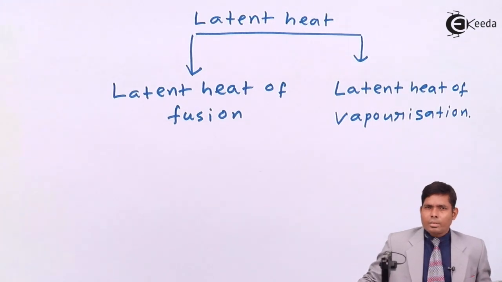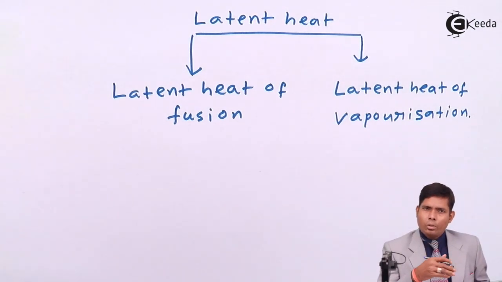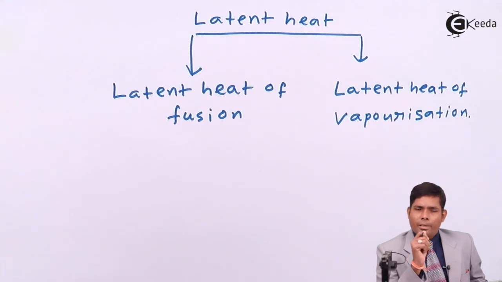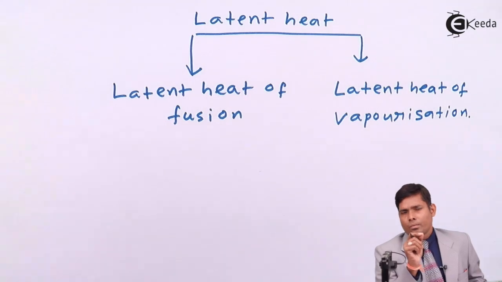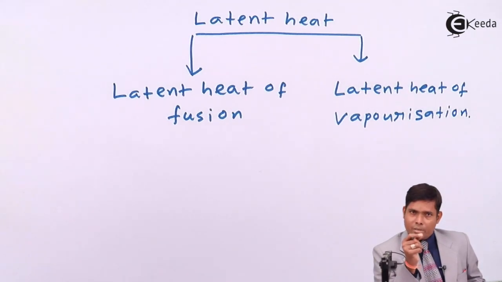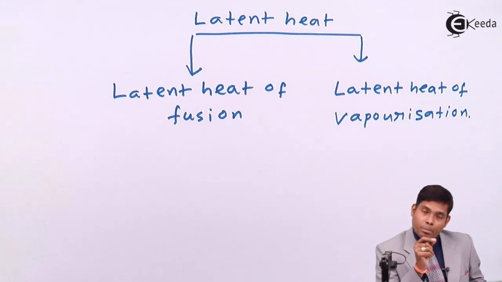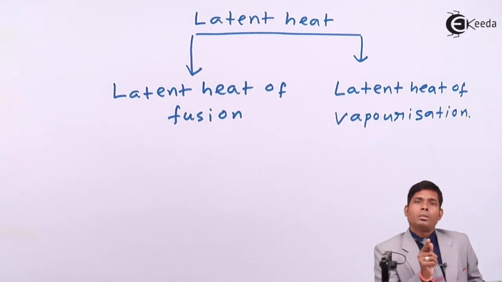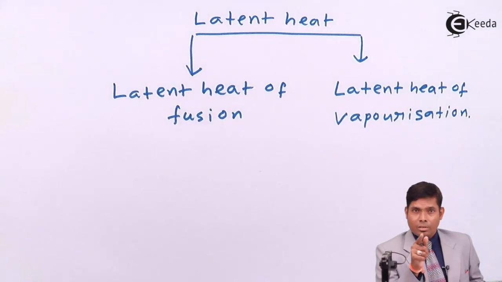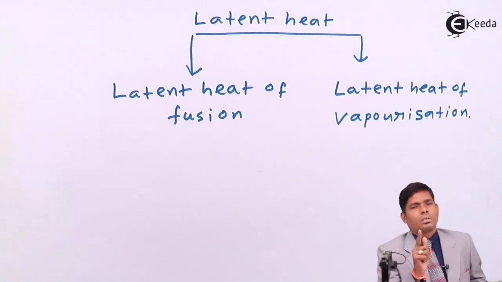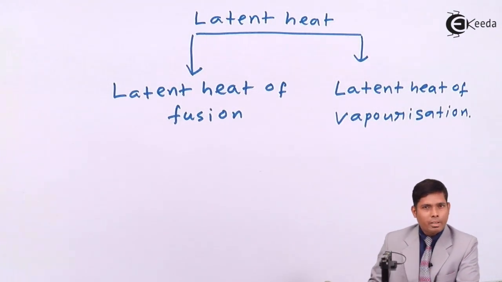So after that, when you continue to supply heat, further supply of heat will not increase the temperature. The increase in temperature happened before the melting point was reached. As soon as the melting point is reached, the heat supply will only change the state of the substance. It will not further increase the temperature of the substance. That we must be very clear.